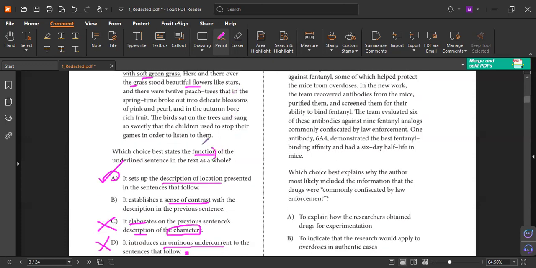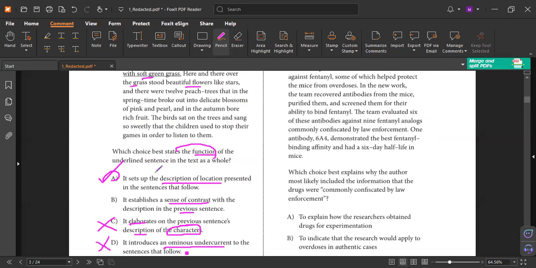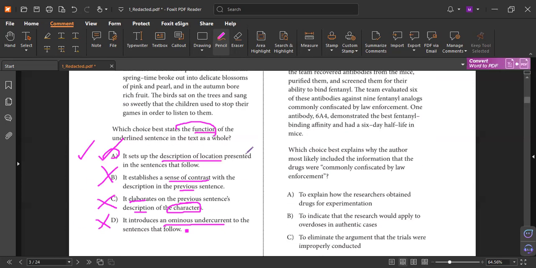I told you, it is a question of function. Read very quickly because you need to check the answers, and be careful about the idioms used by the test maker, like a sense of contrast. It's not contrastive to the previous sentence at all. It's an elaborate description. So letter B is not supported. So it's letter A.